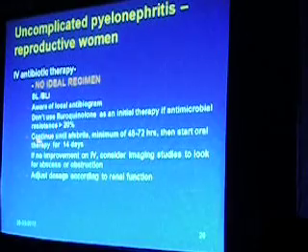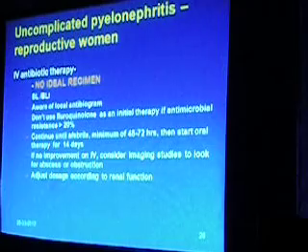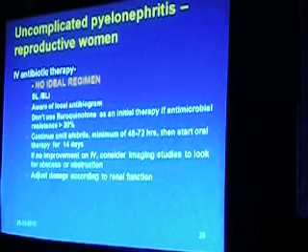And continue till the patient is afebrile, at least for 3 days, then start oral antibiotic therapy for 14 days. So the duration of treatment for uncomplicated pyelonephritis is 14 days. And if there is no response, look at complicating factors. And most importantly, in pyelonephritis, many patients will have underlying renal insufficiency. So you need to adjust your dose according to the level of renal function.